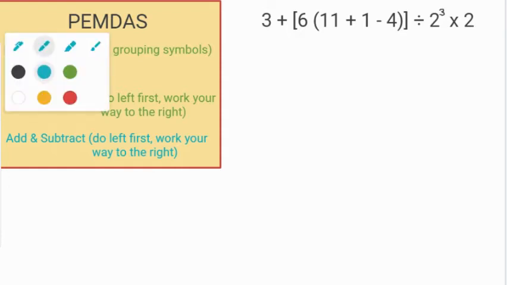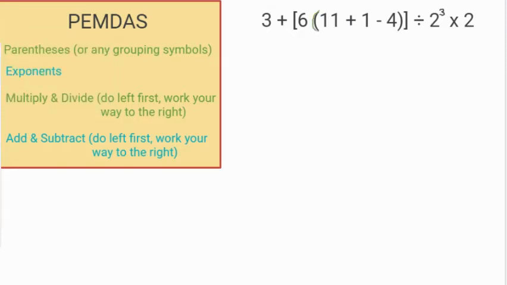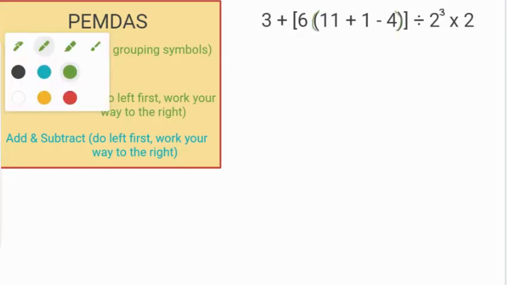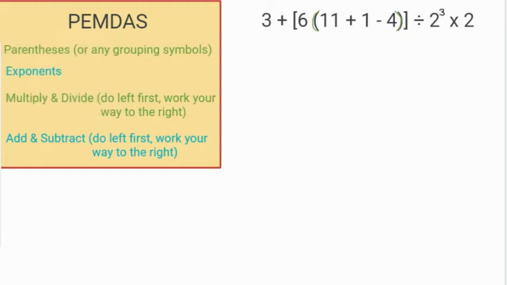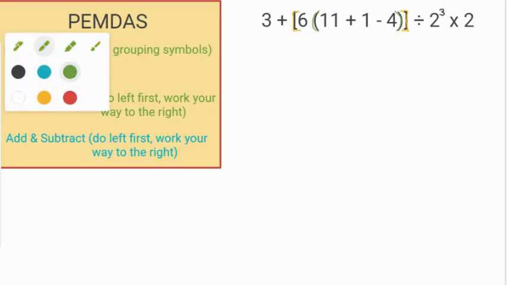So let's start off with this problem. And first we do stuff inside the parentheses. And we have two sets of grouping symbols. We have the parentheses, and we also have these square brackets. So when you have more than one set of grouping symbols, do the ones on the inside first. So those green parentheses that I did.